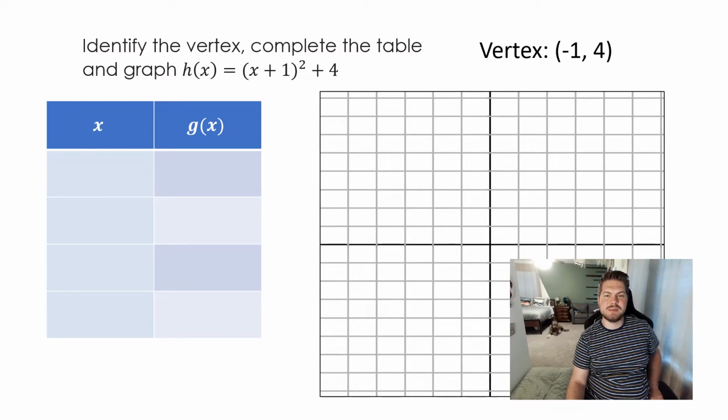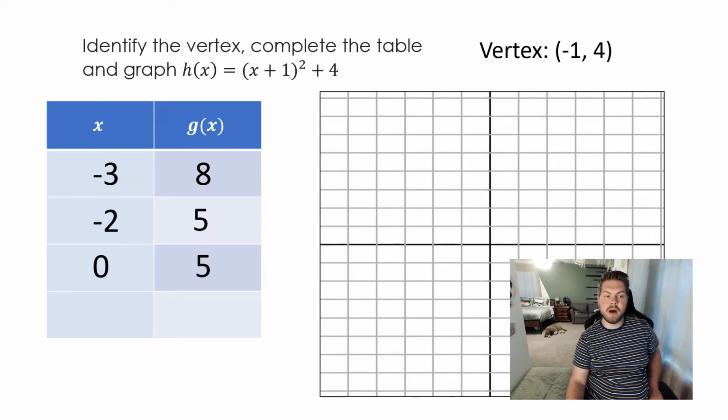So in this case, we'll start with negative 3. So negative 3 plus 1, we get negative 2. Negative 2 squared, we get 4. 4 plus 4, we get 8. Then if we plug in negative 2, negative 2 plus 1, we get negative 1. Negative 1 squared, we get 1. 1 plus 4, we get 5. We already know what negative 1 and 4 is. That's our vertex. So then let's plug in 0. So 0 plus 1, we get 1. 1 squared is 1. 1 plus 4 is 5.